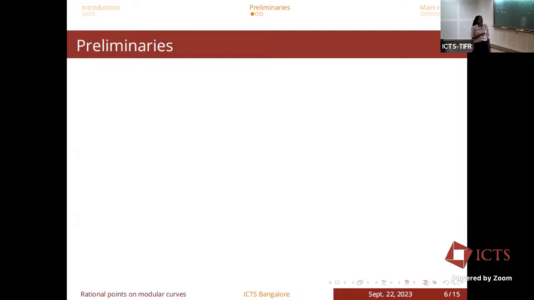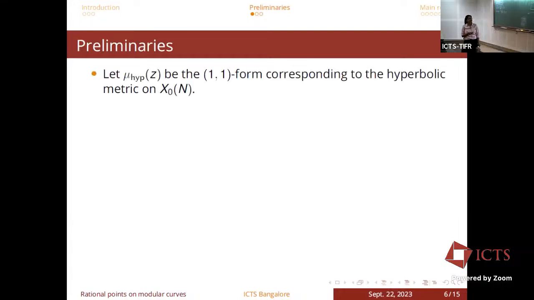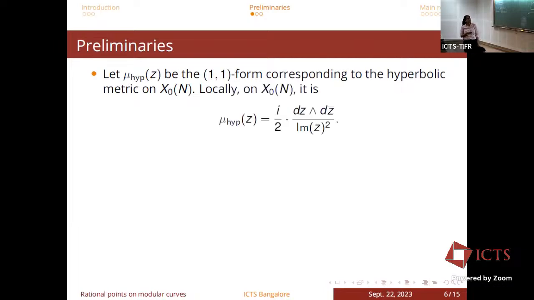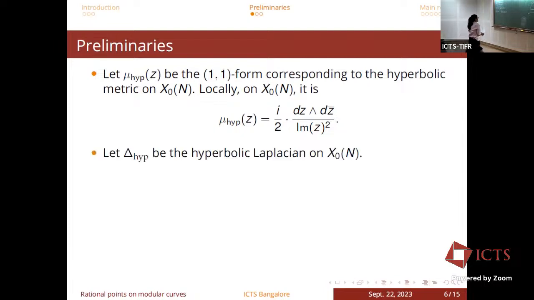Now some preliminaries. Let mu hyp z be the 1-1 form corresponding to the hyperbolic metric on X naught n. Locally, it is given by mu hyp z equal to i by 2 dz wedge dz bar over the imaginary part of z squared. If you integrate over X naught n this mu hyp z, this is the so-called volume of gamma naught of n, or volume of the X naught n.